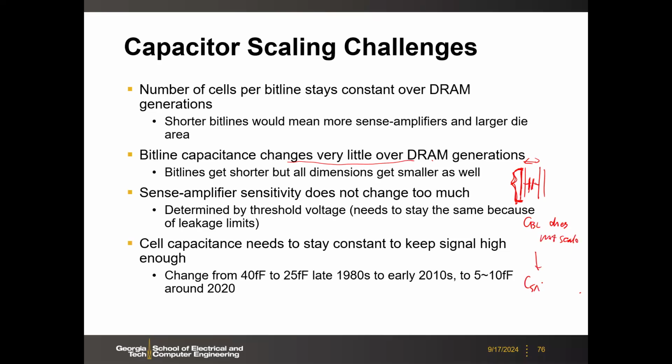That means your CSN should not scale. That's why, as I said here, today you still need to maintain 5 to 10 femtofarad. You cannot allow the CSN to scale because your CBL does not scale, because the margin depends on this CB over CS.